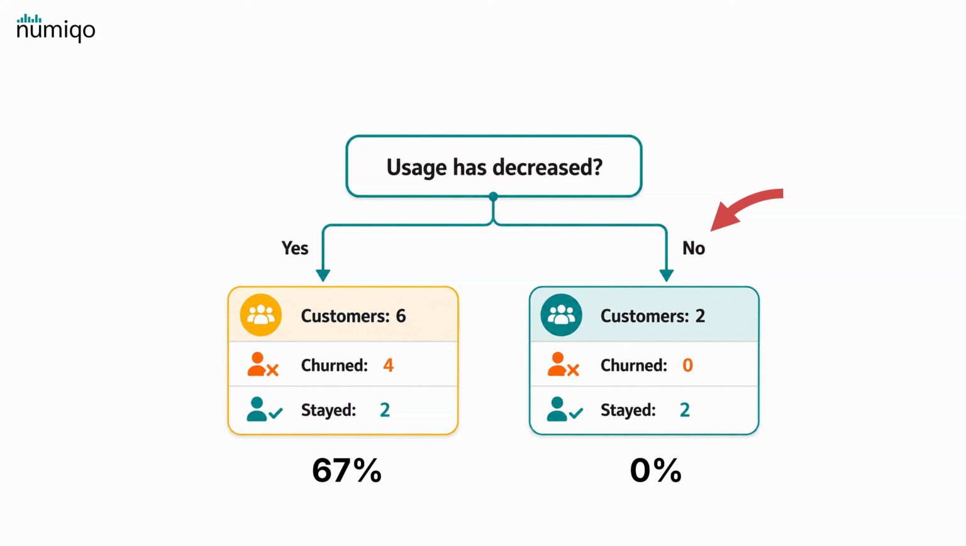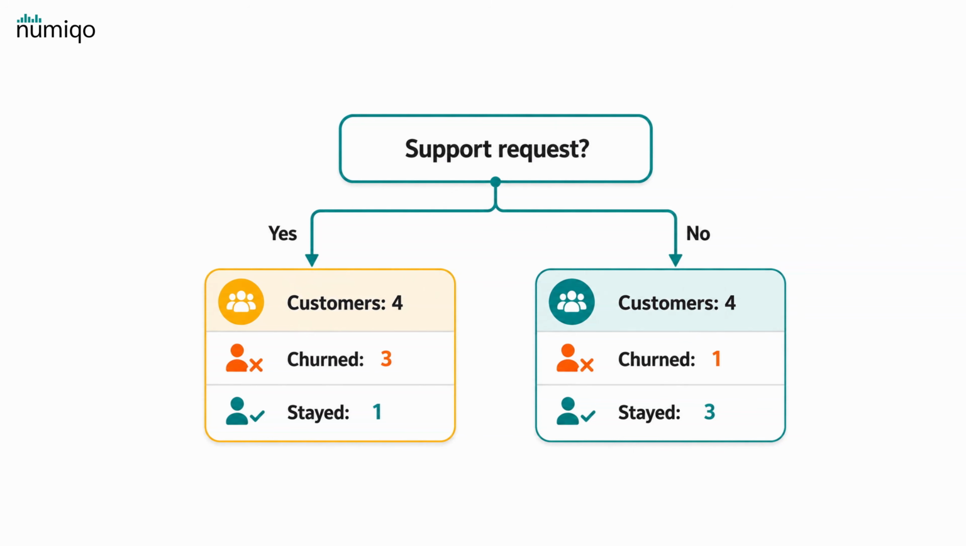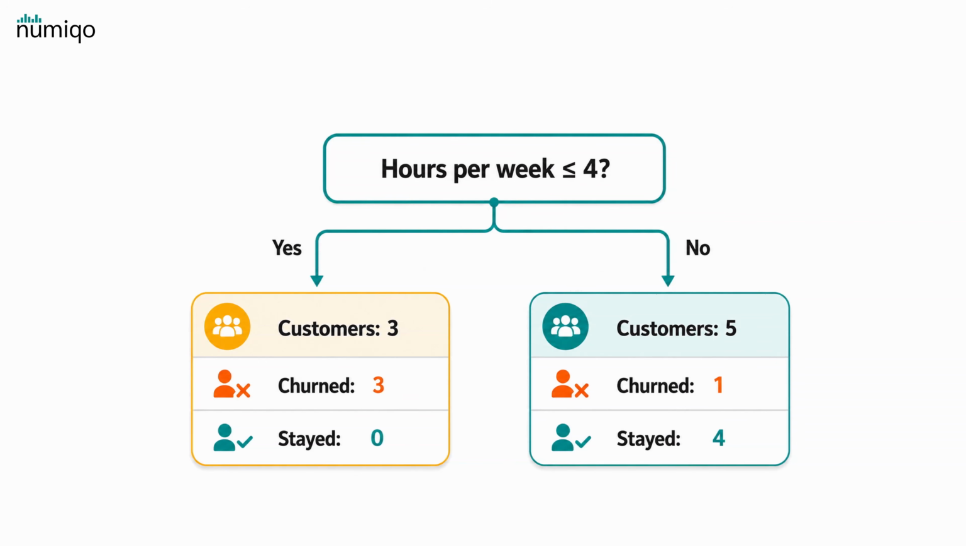Of course, this is only a very small example dataset, but you can already see the basic idea. The split creates groups in which the customers differ more clearly. And this allows us to make a better prediction than by using only the overall average. We can now do exactly the same for support requests. We split the users into one group that made a support request and one group that did not. And of course, this also works for the last variable, hours per week.